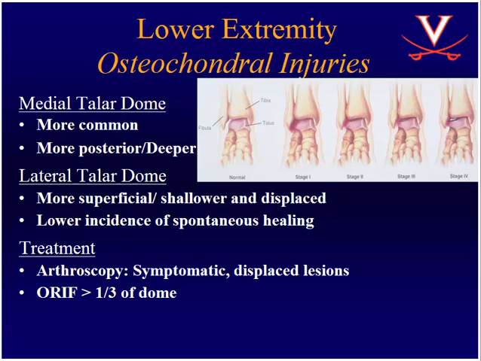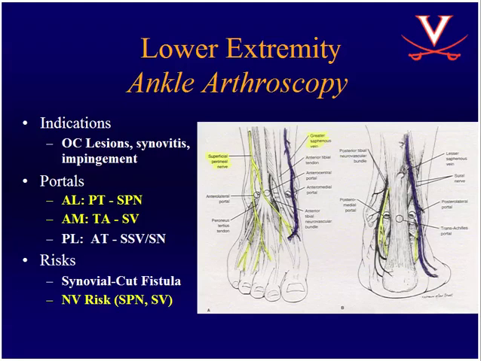How about osteochondral injuries? Again, on the medial side, they're deeper and more posterior, harder to get to. That's why you sometimes have to do an osteotomy of the medial malleolus to get access to it. On the lateral side, they're more superficial and shallow. Treatment is arthroscopic, and for purposes of the board, the most likely treatment option is to do a debridement or a drilling. Okay? Don't worry about other cartilage procedures.